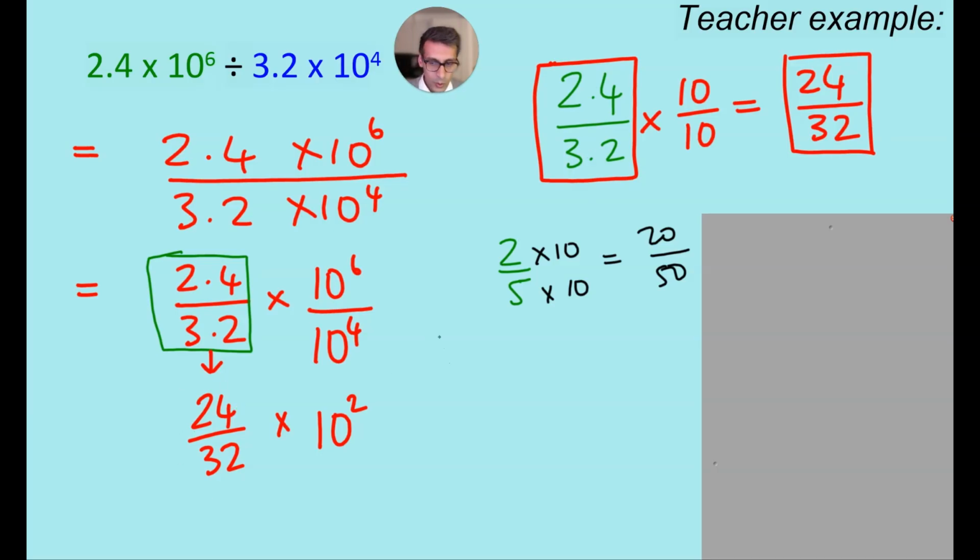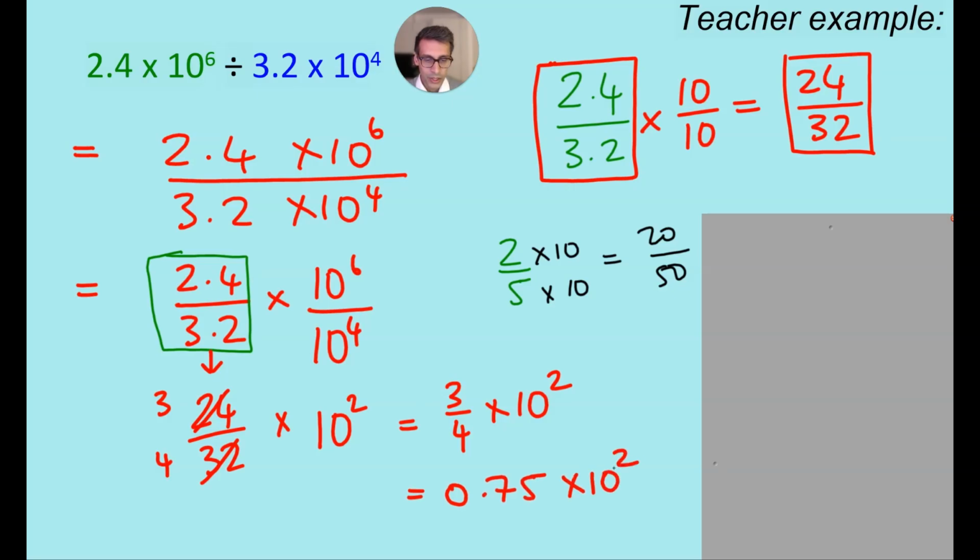Now you can do this the long way. You can keep dividing both sides by 2 and then divide by 2 again, or you may have spotted that 8 is the highest common factor. So if you divide by 8, you get 3, divide by 8, you get 4. So this is now equal to 3 over 4 times 10 squared. And now we can turn this into a decimal, which is 0.75 times 10 squared.